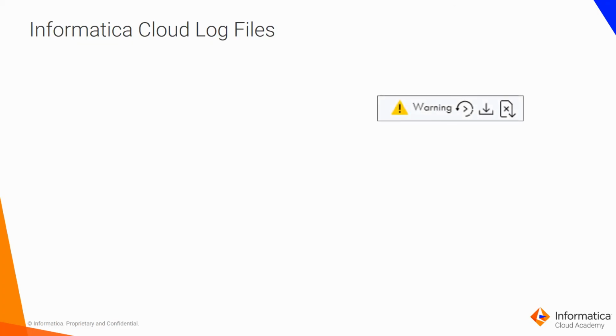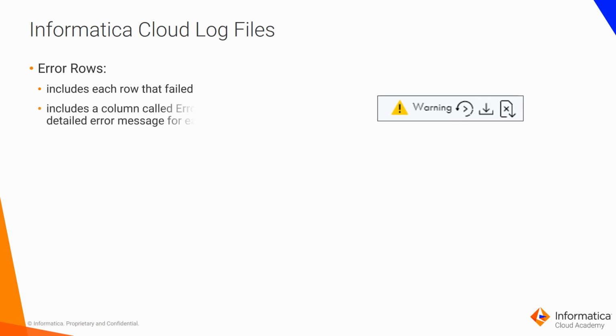Let us now talk a bit about the log files that Informatica Cloud generates. The first is error rows. So if your task has rows that do fail out for any reason, those will be logged in what is called the error rows file. The error rows file includes each row that failed, and it also includes a column called error that contains a detailed error message for each row.